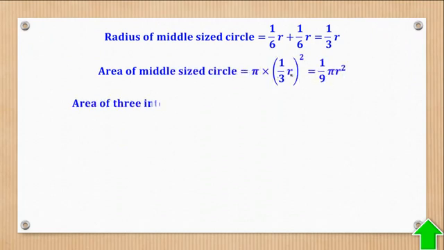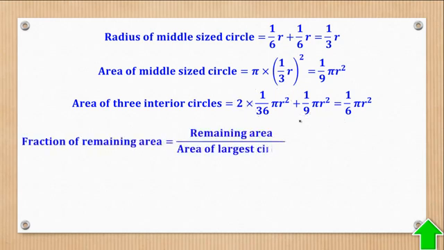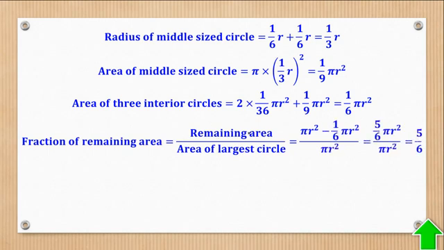Now, when you subtract, the area of the 3 interior circles will be 2 times this, because there are 2 small circles, plus this, to give you that. Then the required fraction will be equal to the remaining area over the area of the largest circle. The remaining area is got by that over the largest circle, and you end up with 5/6.